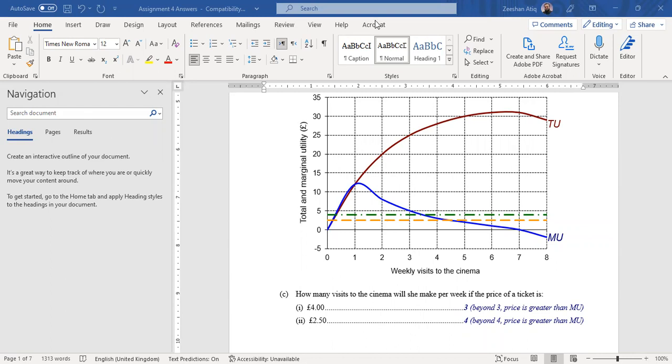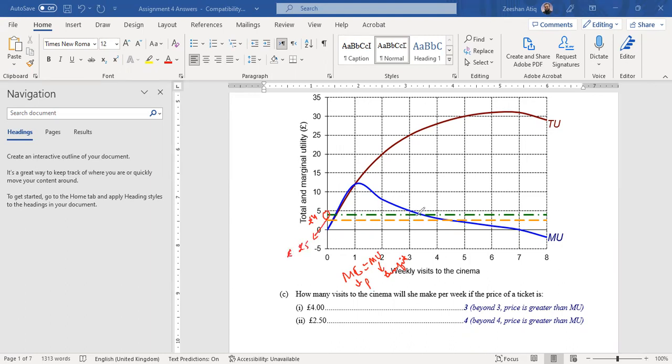So the marginal cost, as you can see here, is the marginal price that a person pays. For example, what is the marginal cost? The marginal cost is the price a person pays for one visit to the cinema. And the marginal benefit the person gets is the marginal utility. This is the benefit the person gets by visiting the cinema. Okay, so you can see here, this green line shows the 4 pounds, and this yellow line is showing the 2.5 pounds.